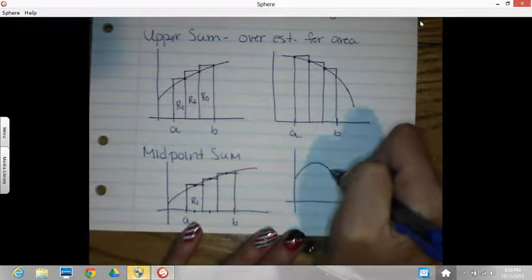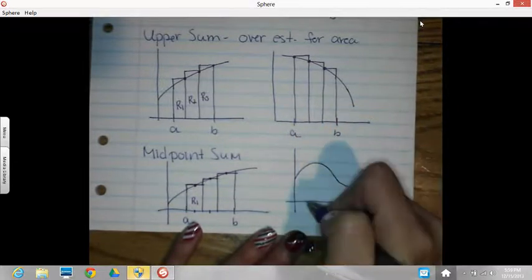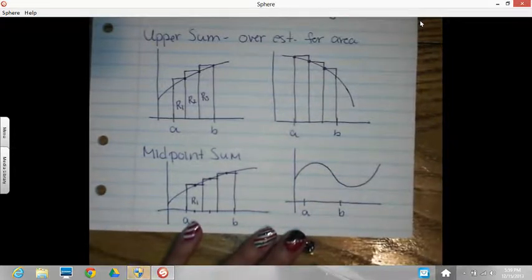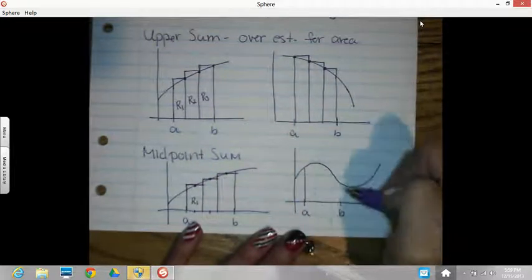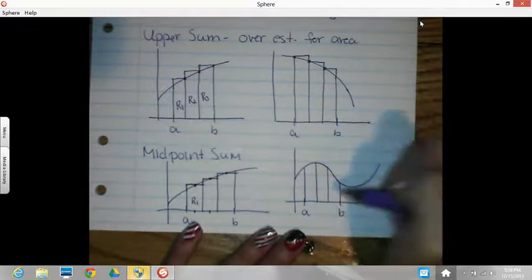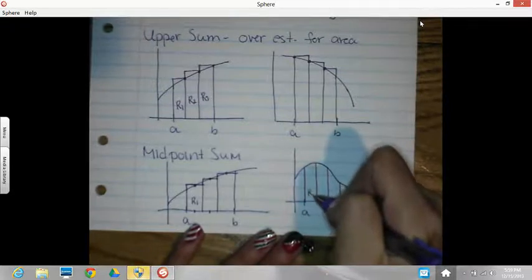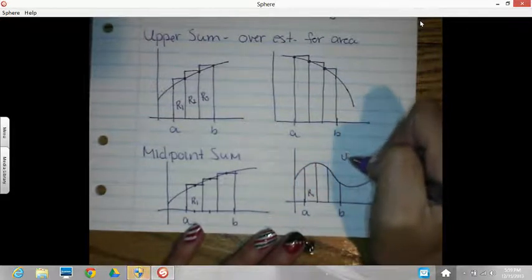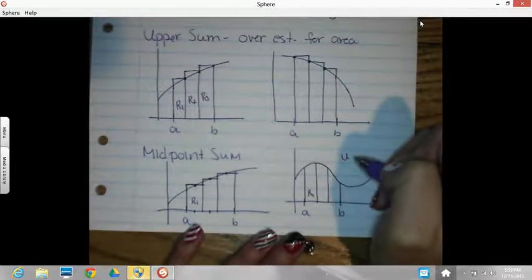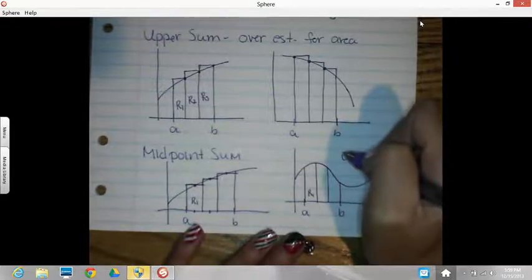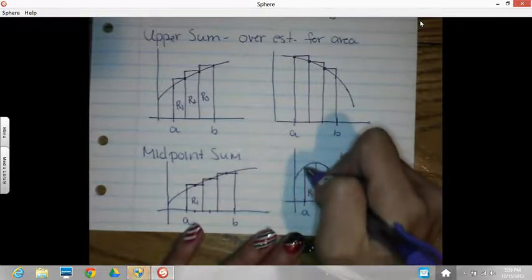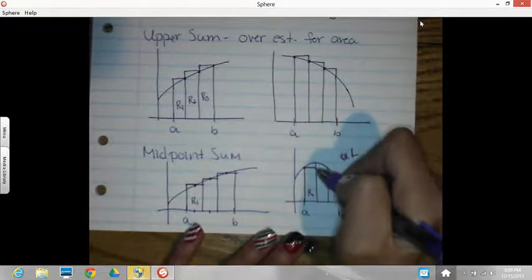So if I look at a sine curve, and let's say I go from A to B, and I want 3 regions here, for my first rectangular region, let's say I wanted, let's go with an upper sum. I would pick, no, I want a lower sum. So if I want a lower sum, I'm going to pick the left edge for this first rectangle, because that's what's going to keep me under, left side.